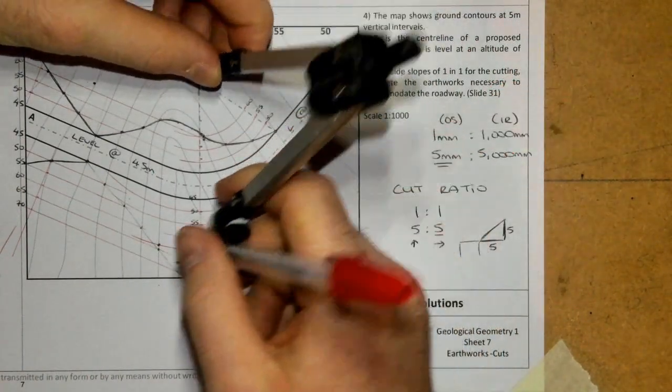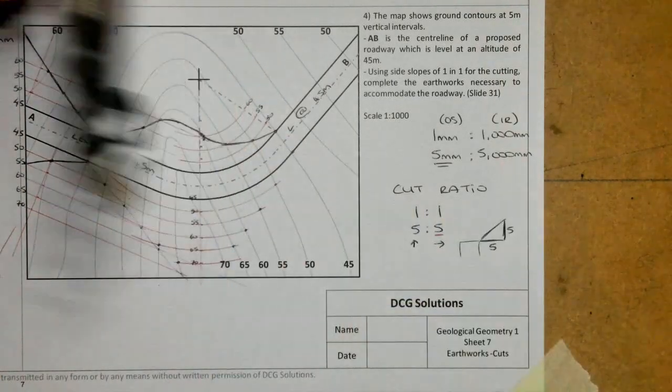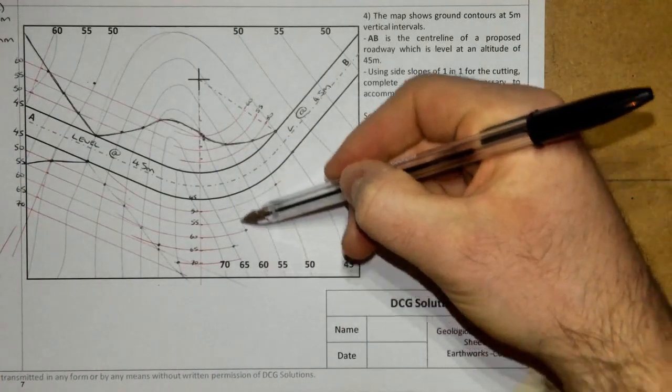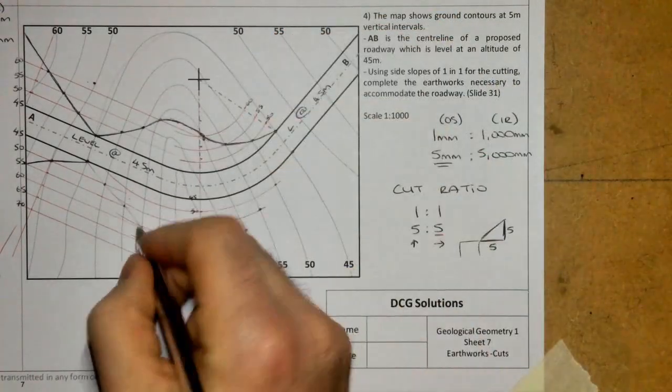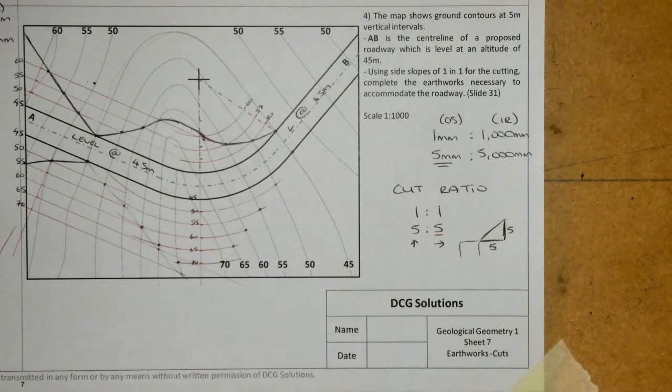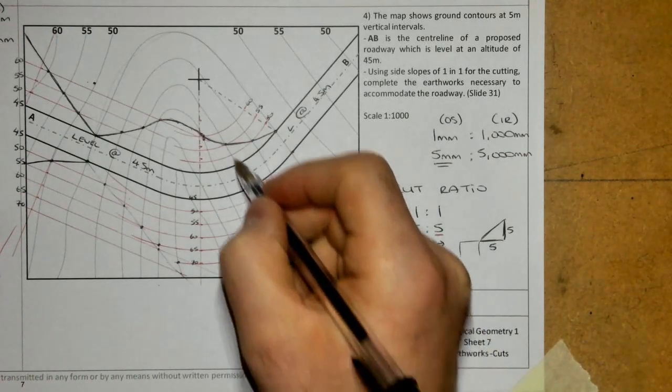And I'm going to have to do the same with the 60. So follow the 60 contour. Follow it down, it's hitting right there. As you can see here, they're both kind of matching up, so that's almost our convergence point. And then the 55, follow it around, so follow the 55 around.